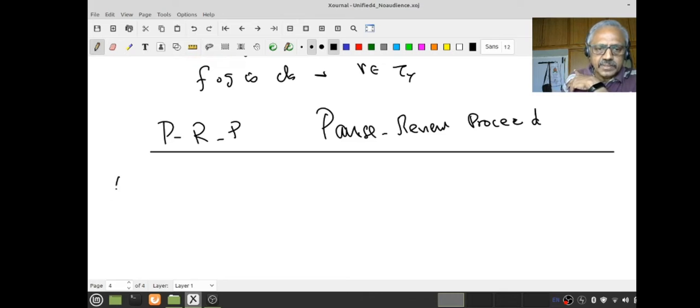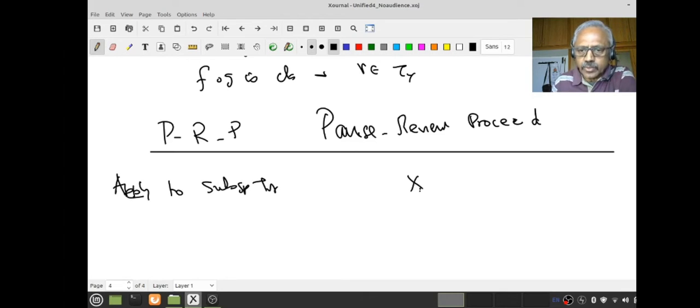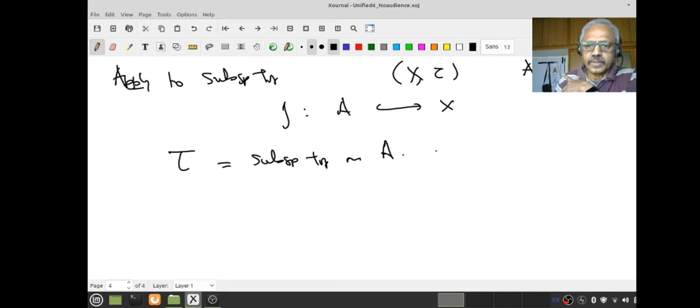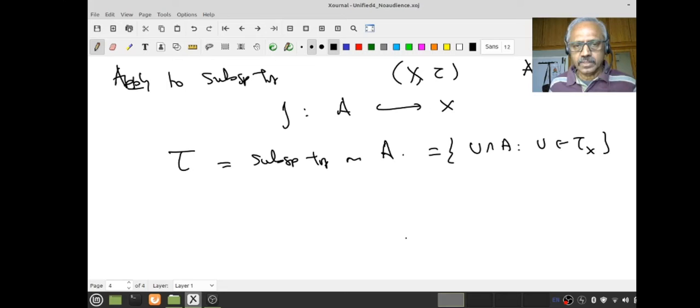Now let's apply this to our subspace topology construction. So how did we construct it there? I have a topological space tau, I have a subset A of X, and I looked at the inclusion map J from A to X. Then I put the subspace topology tau on A. How did it look? It is U intersection A, where U is open in tau X. Do you understand? Right. Now let's try to understand what the universal mapping property says here.